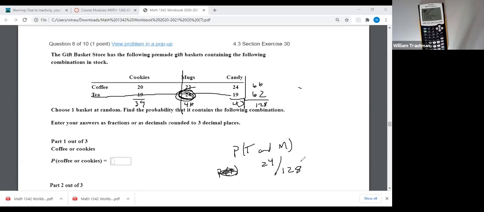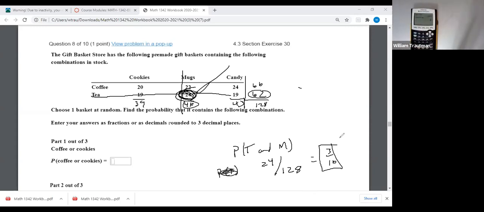We didn't count anything twice. We're just using this number here. We didn't count the 46 or the 62. It's just that number, T and mugs, divided by the total 128. And don't forget to put that in your calculator to reduce that fraction correctly. 24 divided by 128, math number 1. And the actual answer that reduces is 3/16.